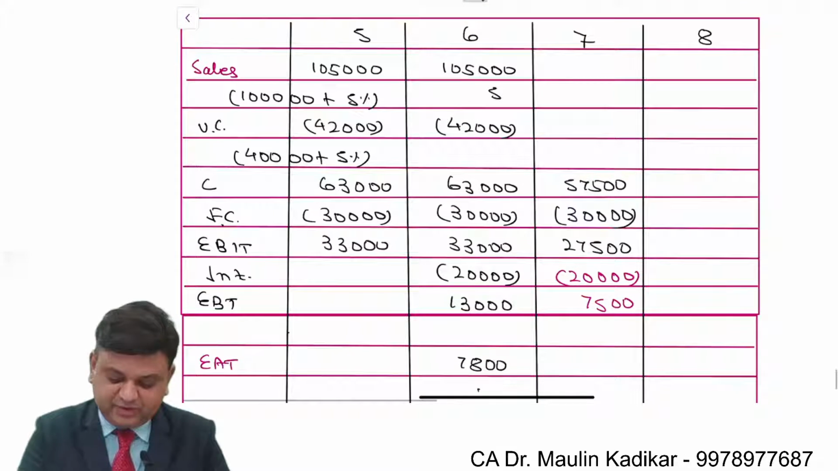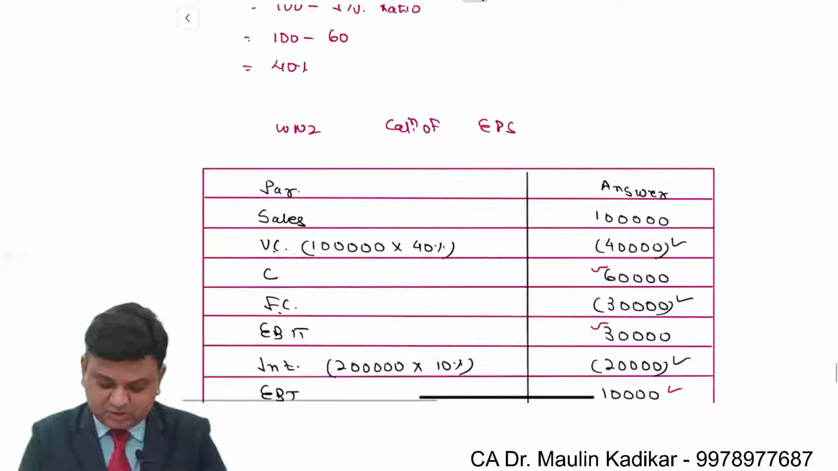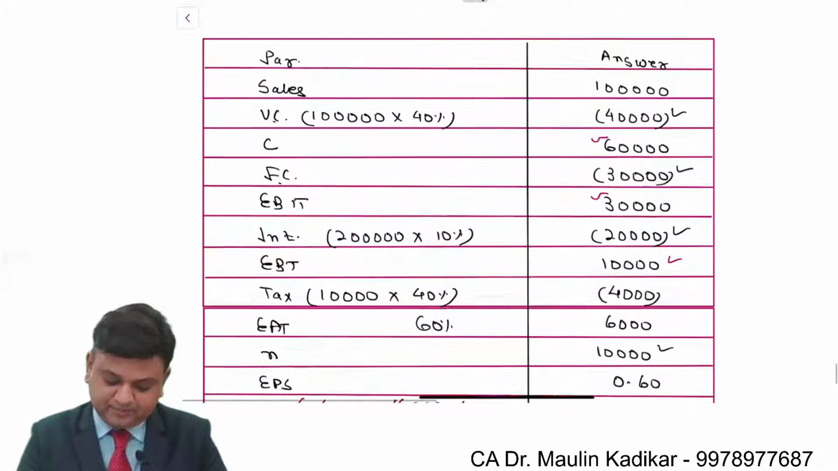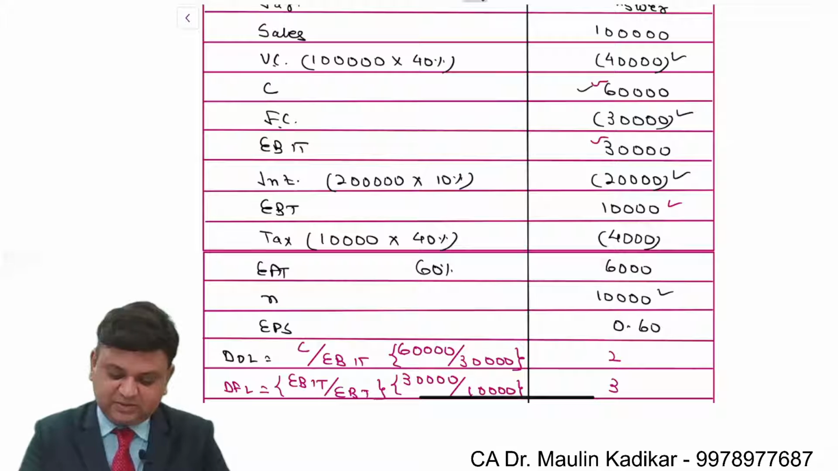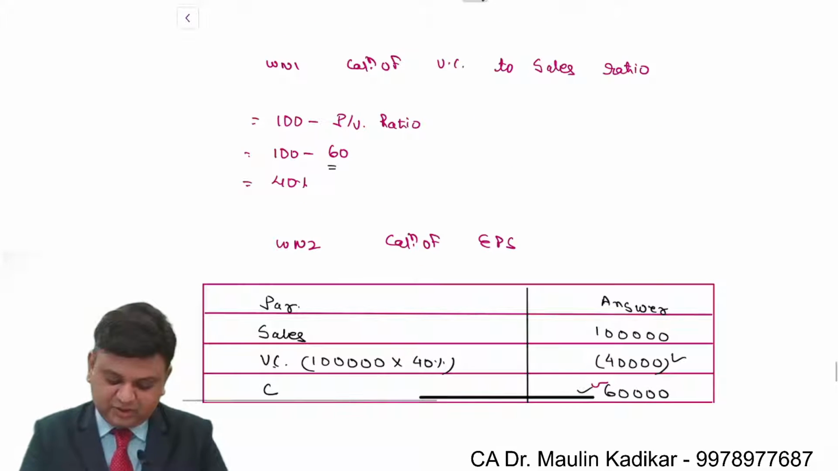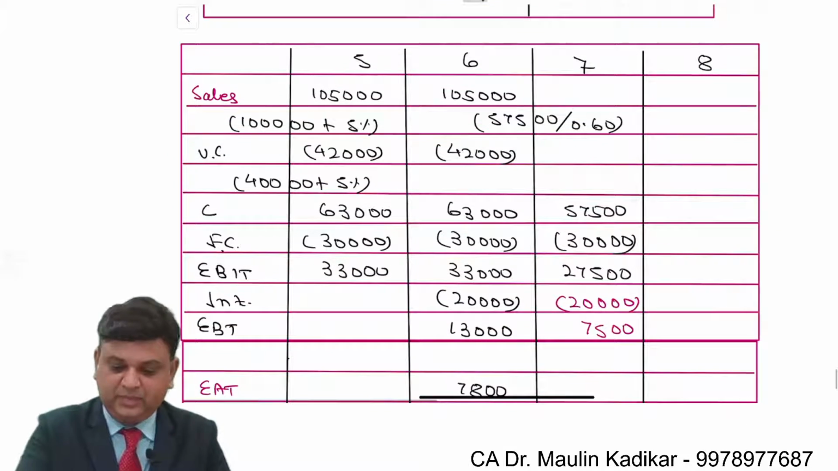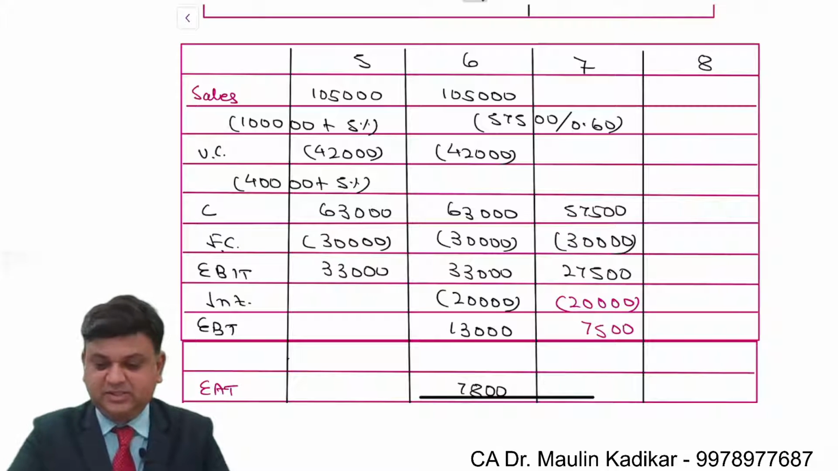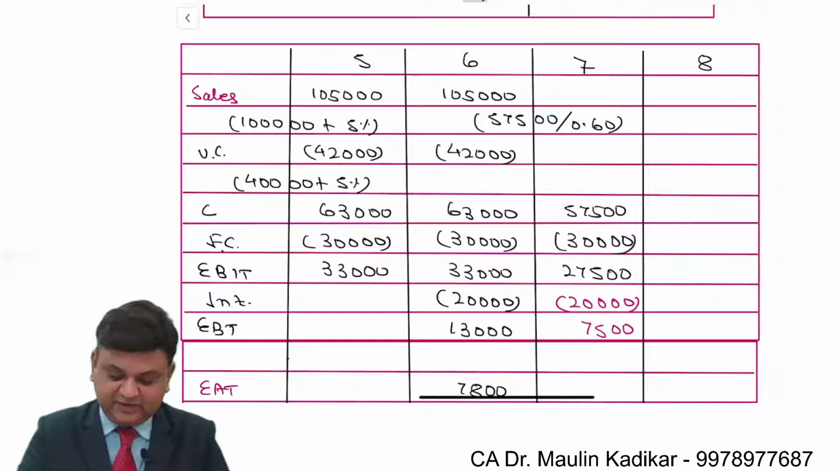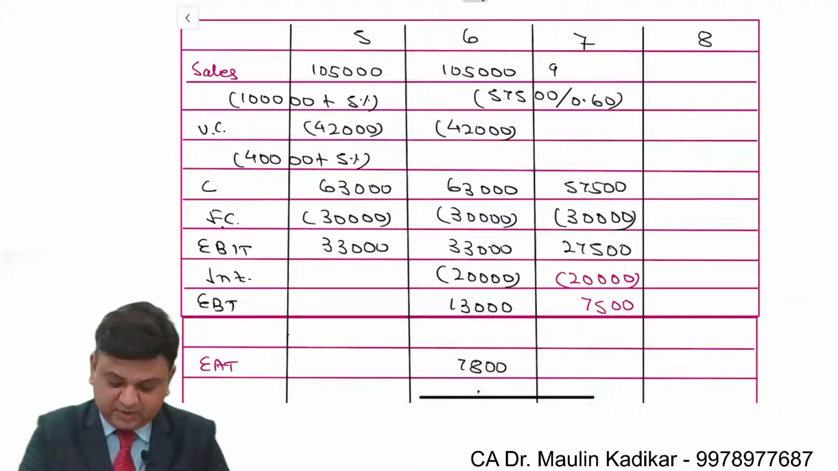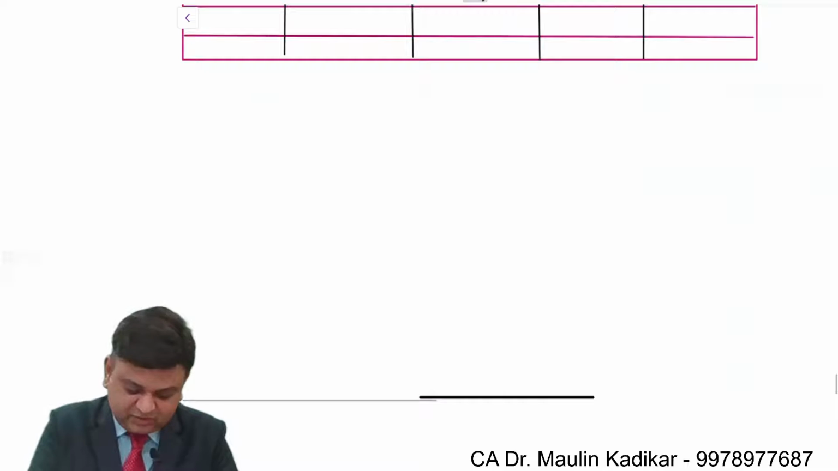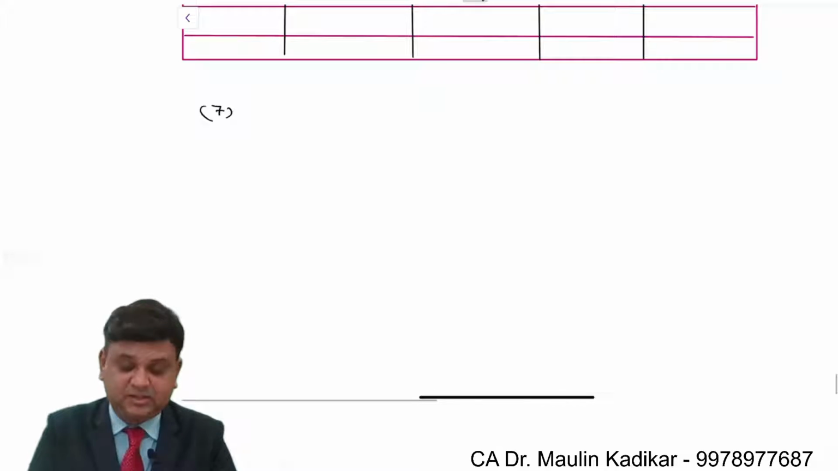So sales will be 57,500 divided by 0.60, because contribution is 60% of the sales. Okay, PV ratio. So 57,500 divided by 0.6, that comes to 95,833.33. So for the seventh question, we can write the detailed answer like this.